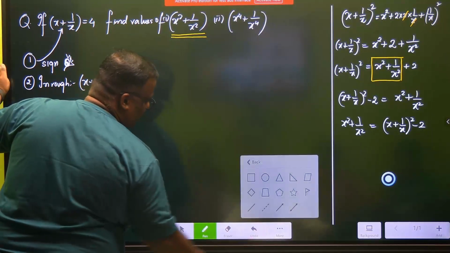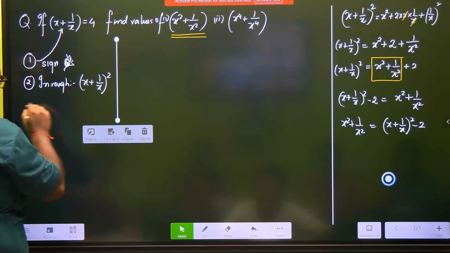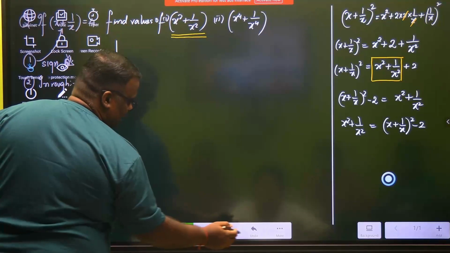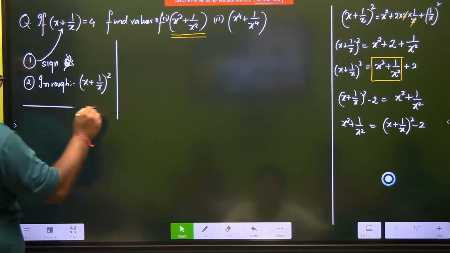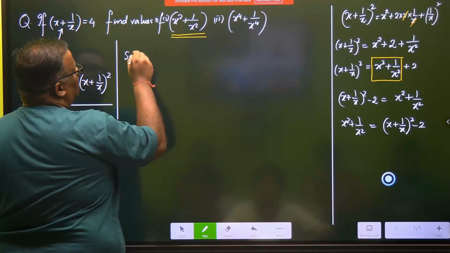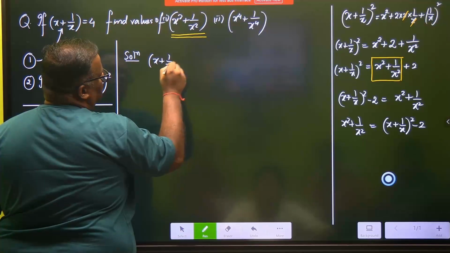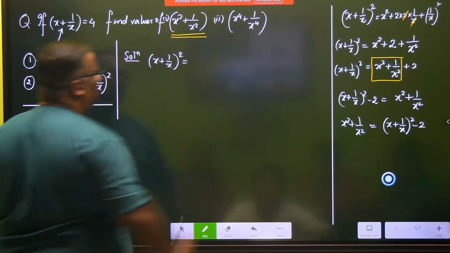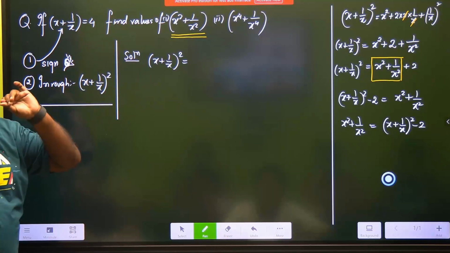So let's see how we will do this problem properly in the book. This was mind work. Now how to do it properly? So my solution starts. I immediately write x plus 1 by x whole square, right? Why am I writing this? Because I've observed it is plus, so I'm proceeding with the whole square.